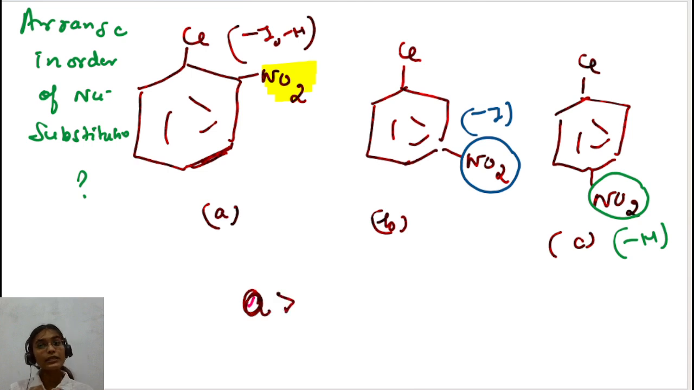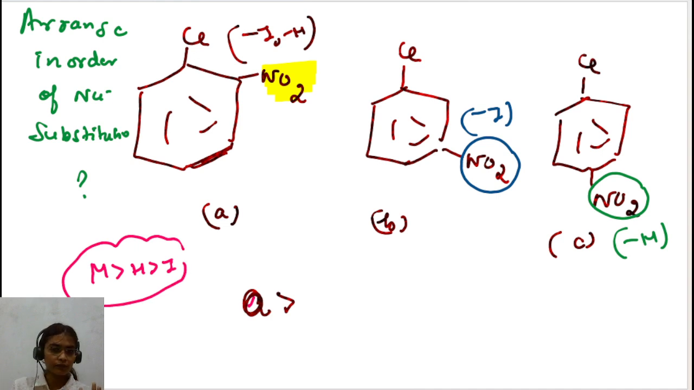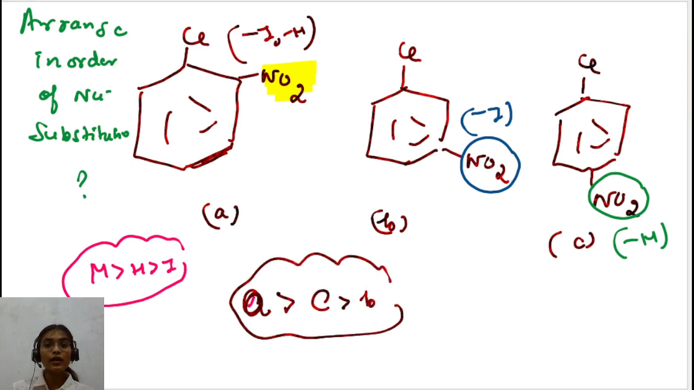Yes. Then C. Why C? Because we know the rule, that mesomeric effect is dominating over hyperconjugation, which is dominating over the inductive effect for everyone except halogen. So first of all, we get A, followed by C and then B. So this is the correct answer for this question. This is how we are going to solve these kinds of questions. Yes, these kinds of questions are also important from this chapter. So the correct answer is A, C, and B.